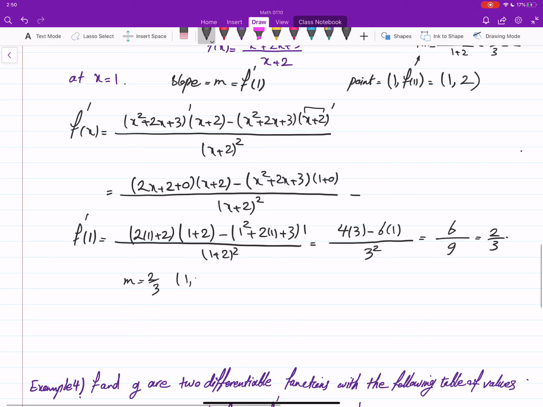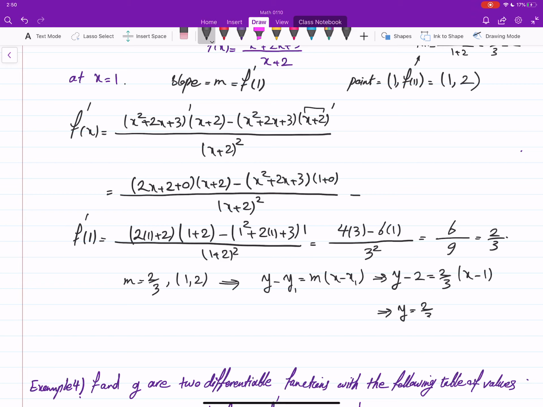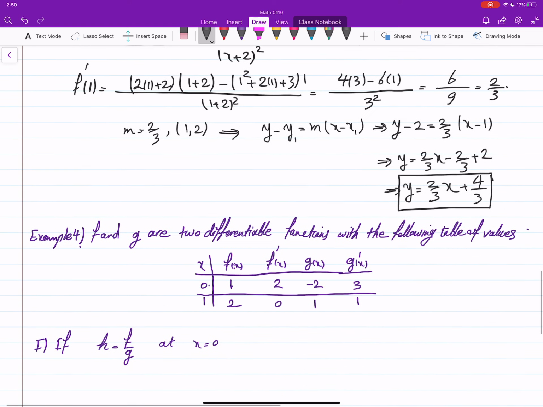We have the point. Then we write y minus y1 equals m times x minus x1. This gives us y minus 2 equals 2/3 times x minus 1. And from there we have 2/3 of x minus 2/3 plus 2, which simplifies to 2/3 of x plus, is it 4/3? Yes. That is an equation for the tangent line at that point. Okay.